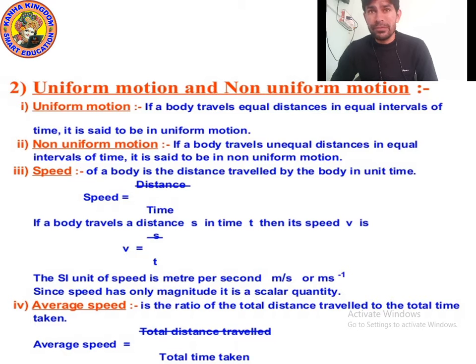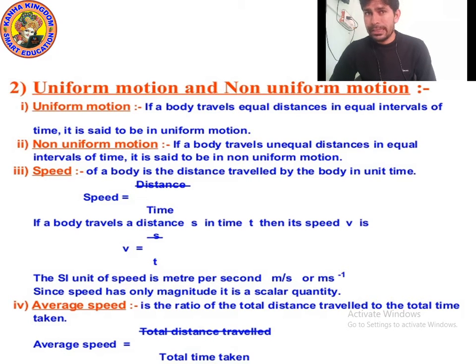Suppose a body is traveling a distance s in time t, then its speed will be v. So we can also write v is equal to s upon t. Distance is denoted by small s, time is denoted by small t, speed is denoted by small v. V means speed, s means distance, t means time. V is equal to s upon t.